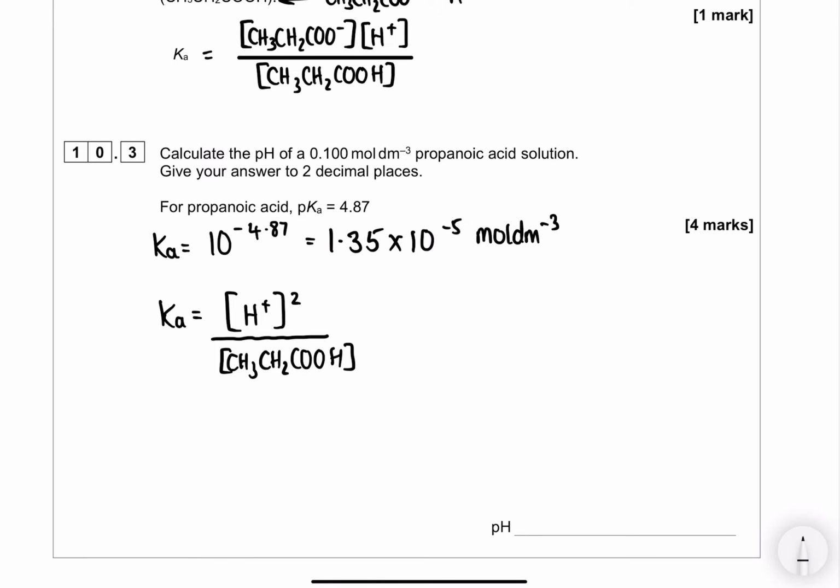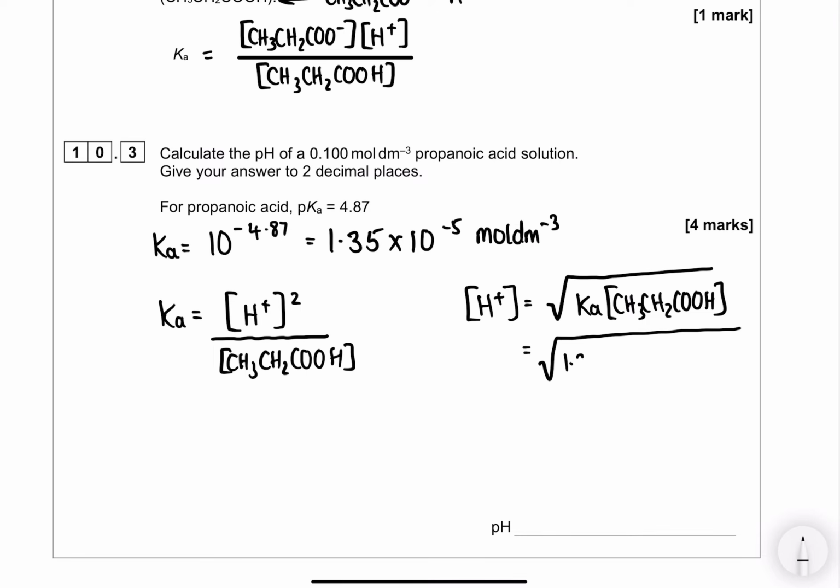And so if we want to find the pH, we need to rearrange to say H plus equals the square root of the Ka value times the propanoic acid concentration. So it's the square root of 1.35 times 10 to the minus 5 times 0.1. So square root, 1.16 times 10 to the minus 3.